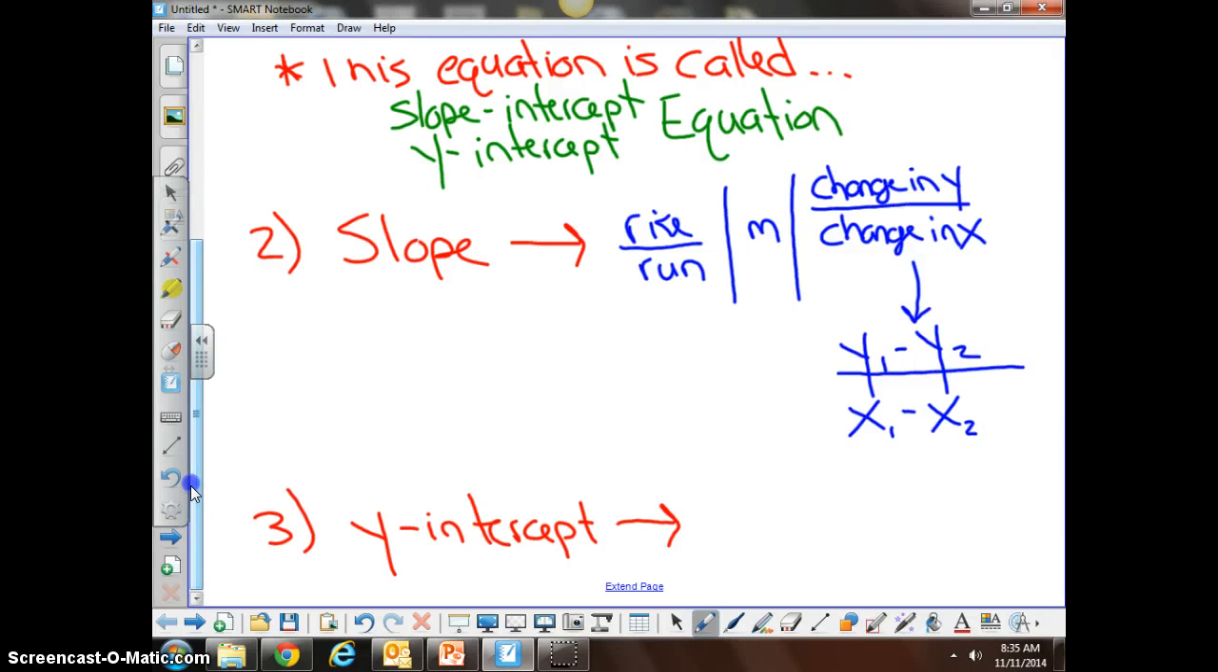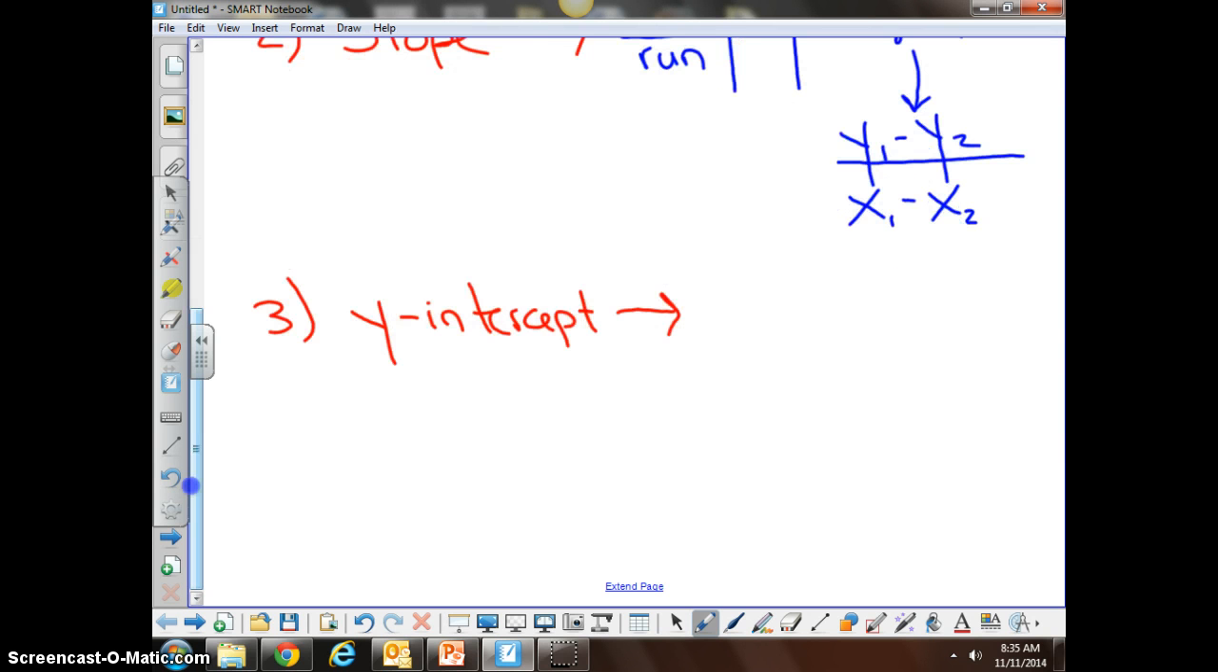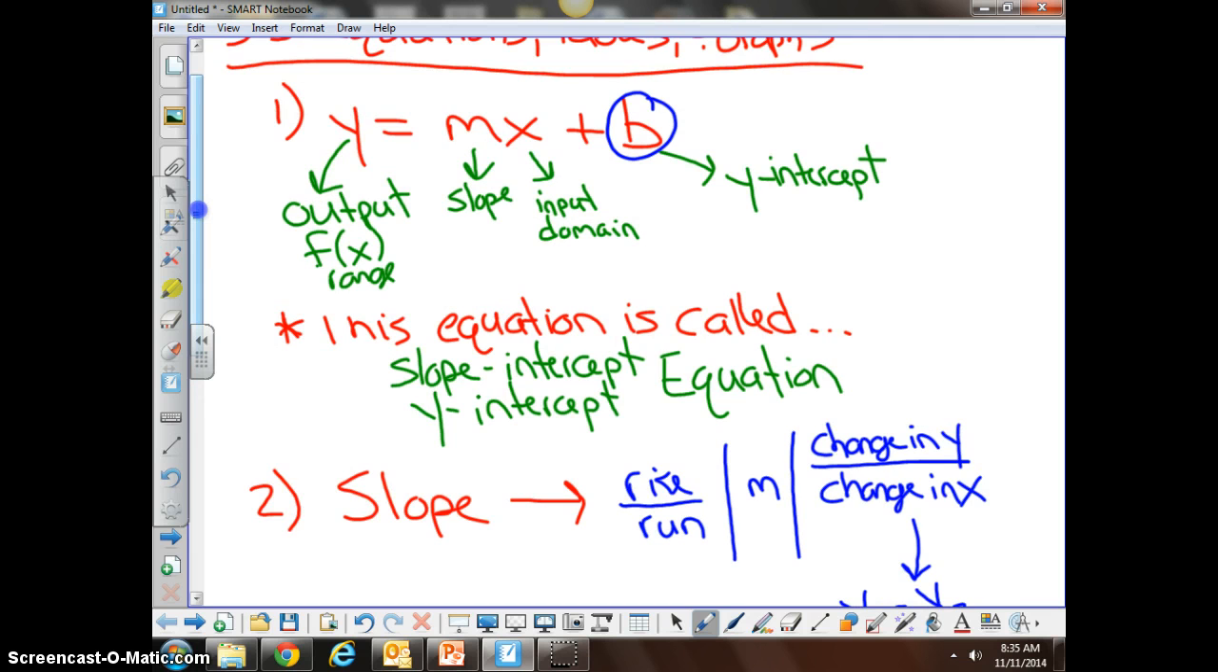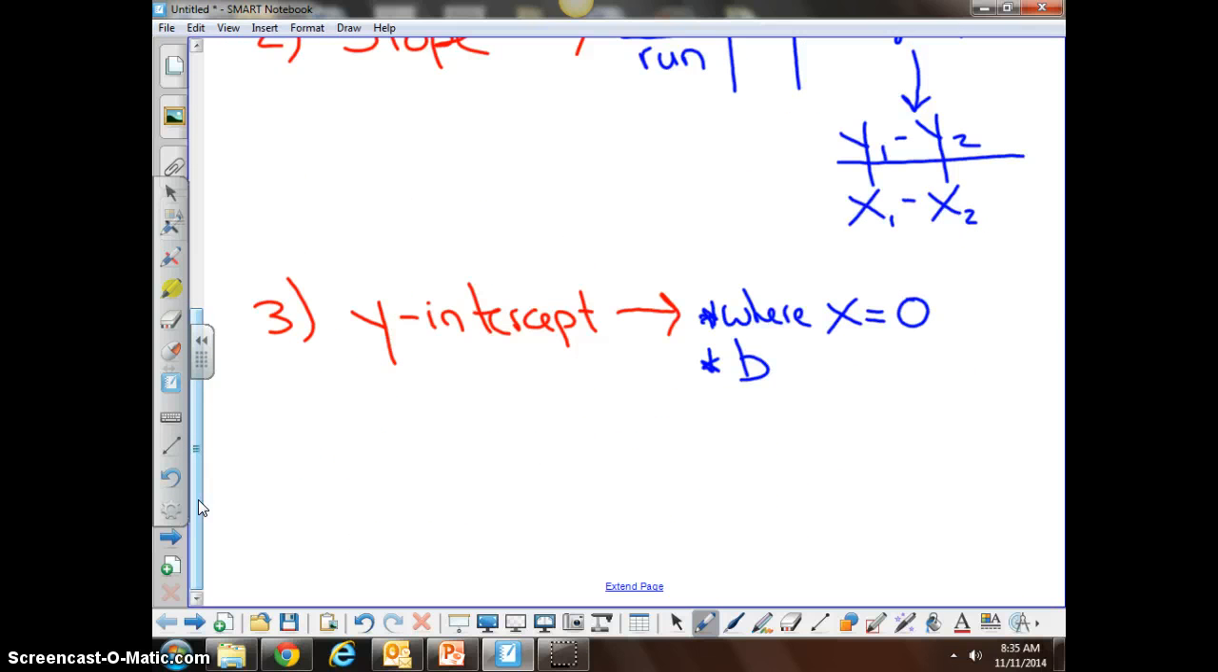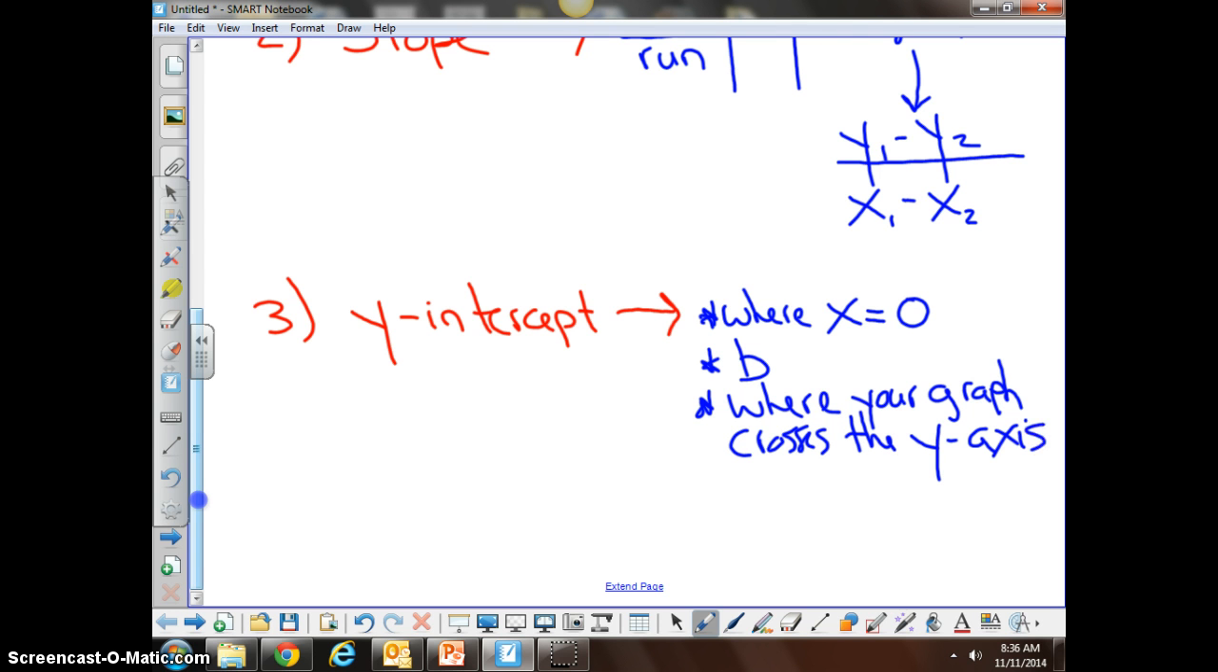The y-intercept. How do we identify what the y-intercept is? The y-intercept is where x equals 0. So in an ordered pair, wherever x is 0, whatever the coordinate is for y, that is called the y-intercept. In our equation above, in number 1, we called it b. The y-intercept is b. So it's also referred to as the letter B. And then if you're looking at a graph, the y-intercept is where your graph crosses the y-axis. Hence, y-intercept, we call it y-cross, but it's where the graph crosses the y-axis.